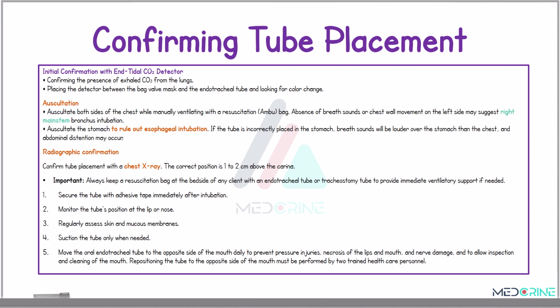And lastly, we move the orotracheal tube to the opposite side of the mouth daily so that we can prevent pressure injuries, necrosis on the lips and the mouth, nerve damage, and to allow inspection and cleaning of the mouth. Repositioning of this endotracheal tube to the opposite side of the mouth must be performed by 2 trained healthcare personnel.